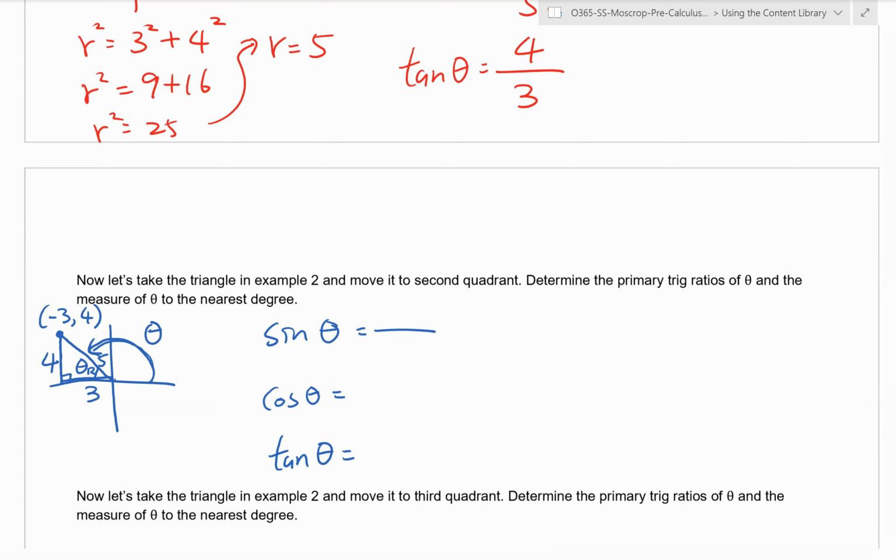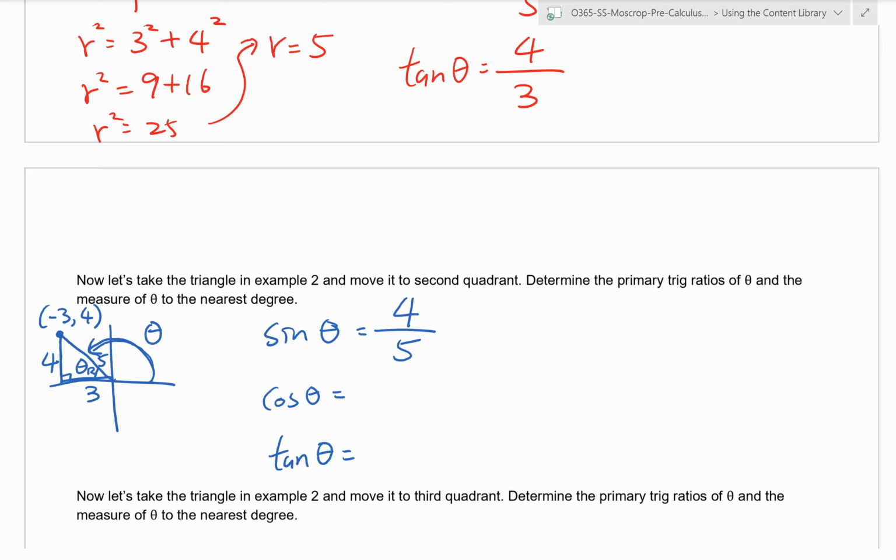So sine theta is going to be opposite over hypotenuse with the reference angle. The opposite side from the reference angle is 4 and the hypotenuse side is 5. So sine theta will actually remain as 4 over 5.